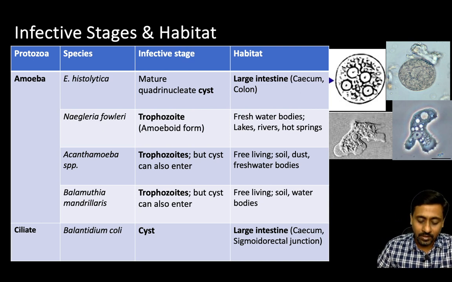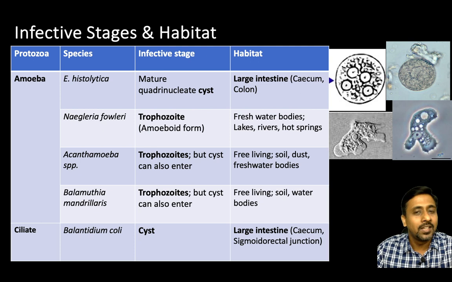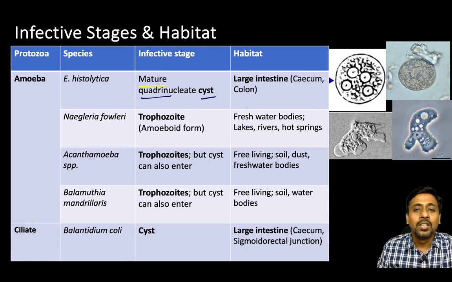Let's start. Among the amoebae, the pathogenic intestinal one is Entamoeba histolytica. As I told, it is intestinal, so definitely the habitat will be the intestine: the large intestine and small intestine. Let's see. First of all, the infective stage for Entamoeba histolytica is the mature quadrinucleate cyst, the only mature cyst, which has 4 nuclei.